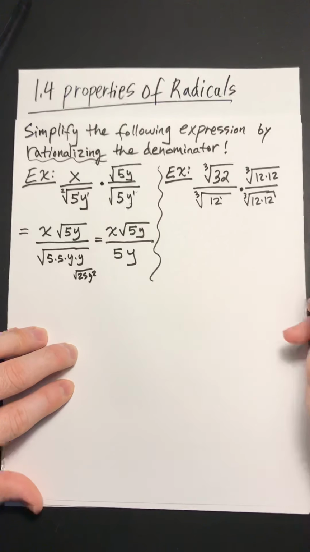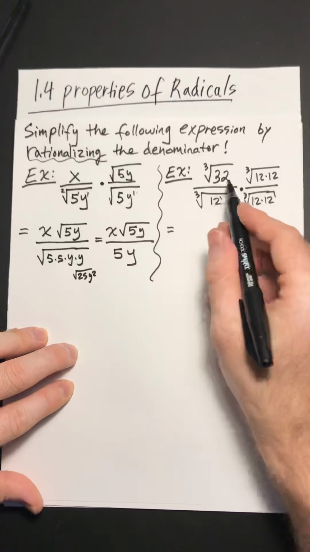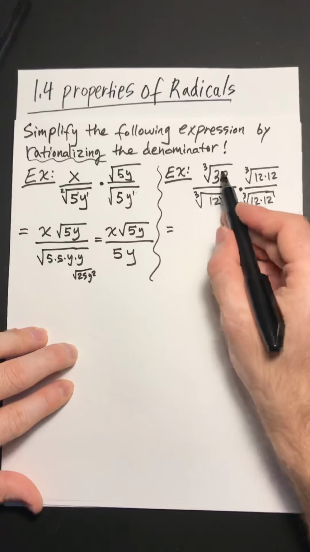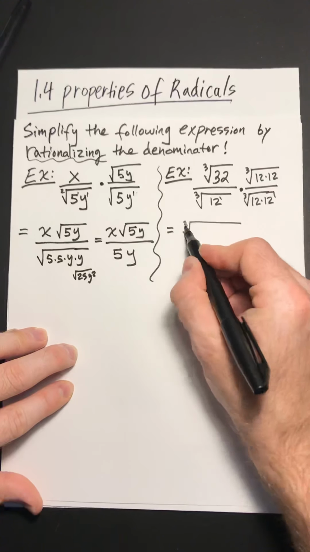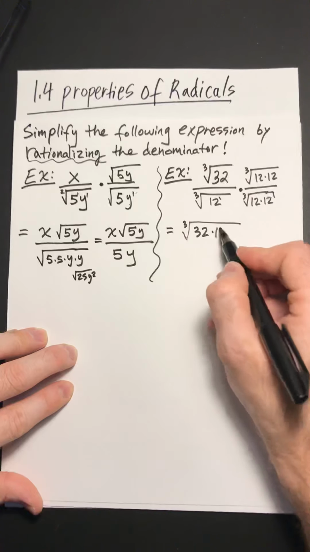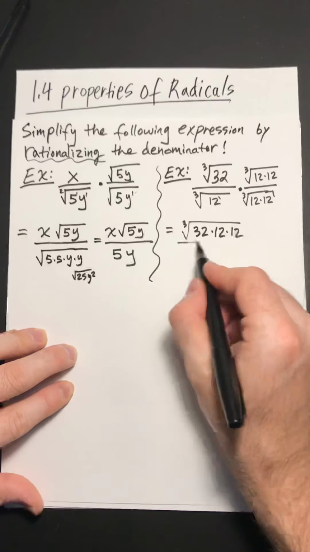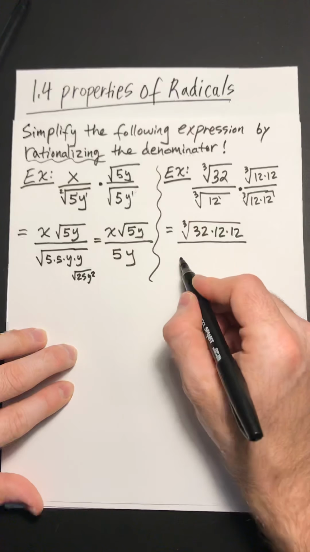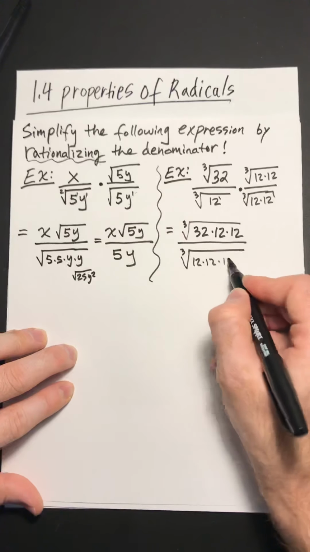All right, so let's see if we can do some simplifying here, okay? In the numerator, I have a cube root and I have a cube root. So it's the cube root of what? 32 times 12 times 12, okay? And then in the denominator, I have the cube root of 12 times 12 times 12.